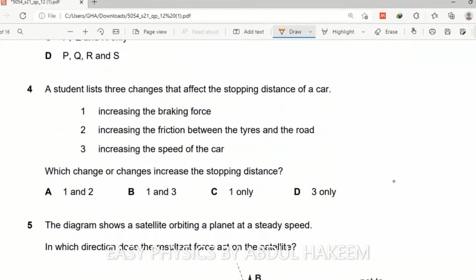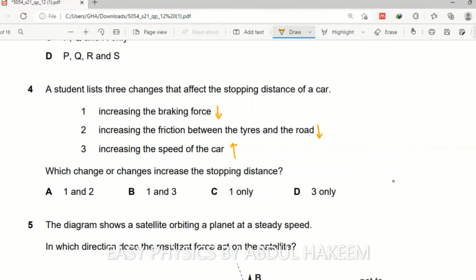Next, question number 4. A student lists 3 changes that affect the stopping distance of the car. Increasing the braking force. Definitely, then stopping distance will decrease. Increasing the friction, more retardation, so the stopping distance decreases. Increasing the speed of the car, definitely it will affect the braking distance and also the thinking distance. So the total stopping distance will increase.